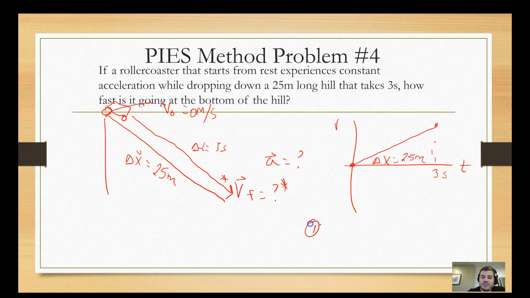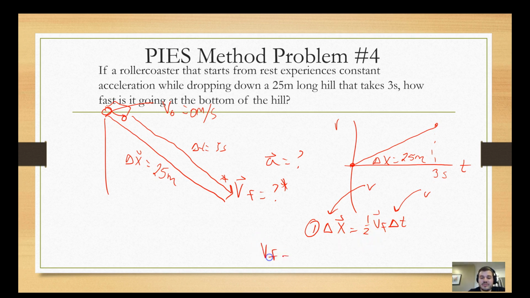So remember, we always start with this displacement equation. It's the area of this triangle, which is 1/2 the v final we don't know, times the change in time. So you ask yourself, do we know the displacement? We do. Do we know the time? We do. So what we need to do is solve for v final.